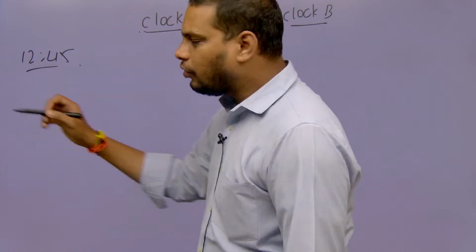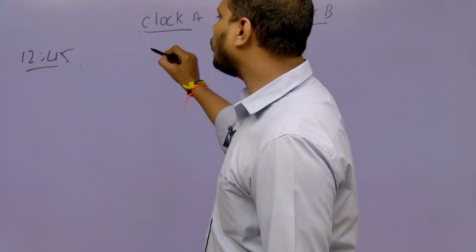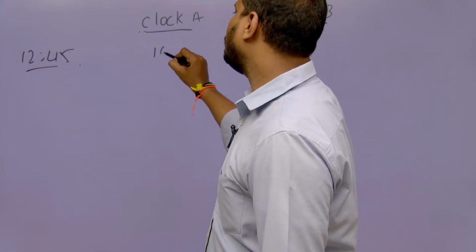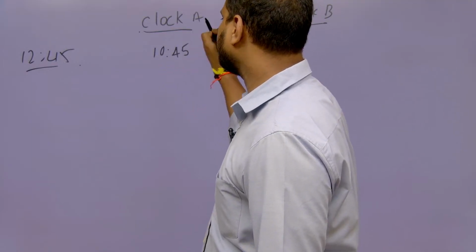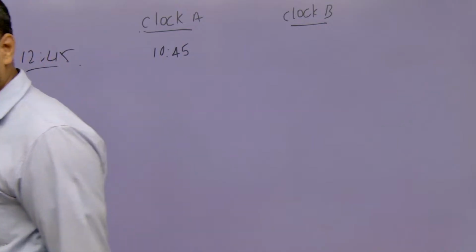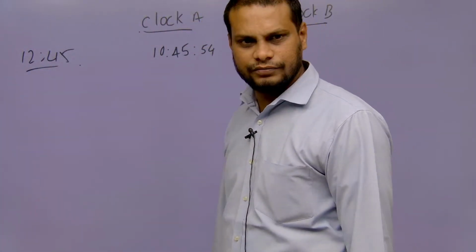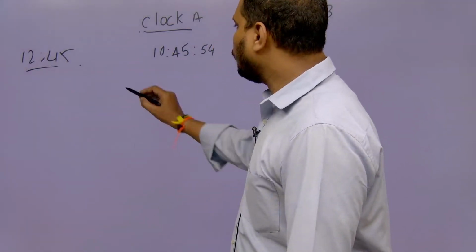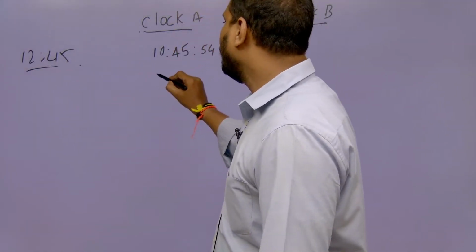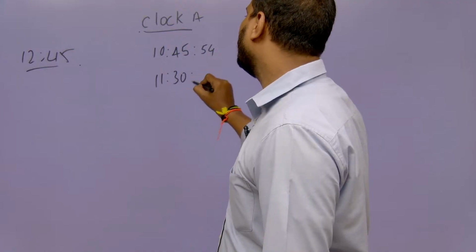Now see, suppose the first clock is showing the time like 10:45, some 54 minutes or something seconds, something it is showing. Are you clear? Now on the second day, it is showing 11:30, 52 seconds.